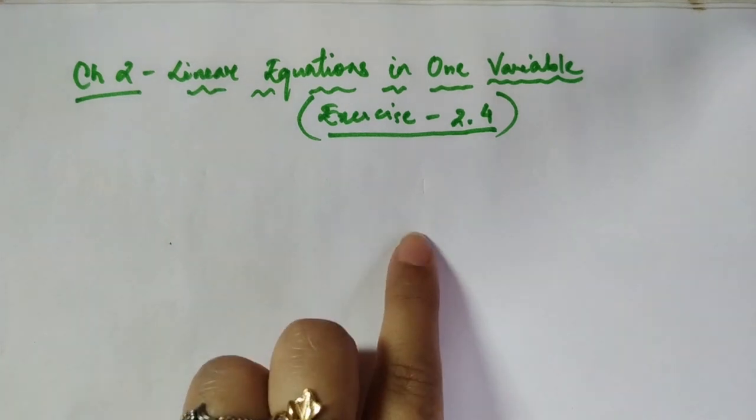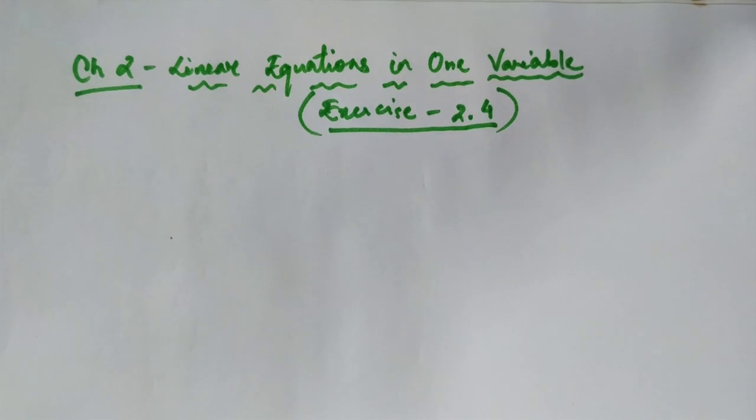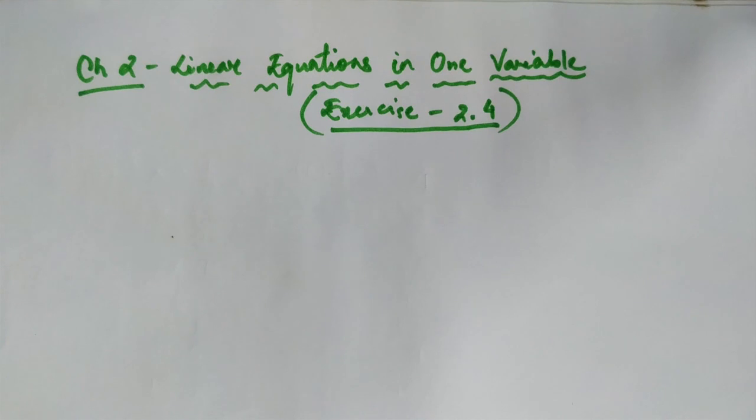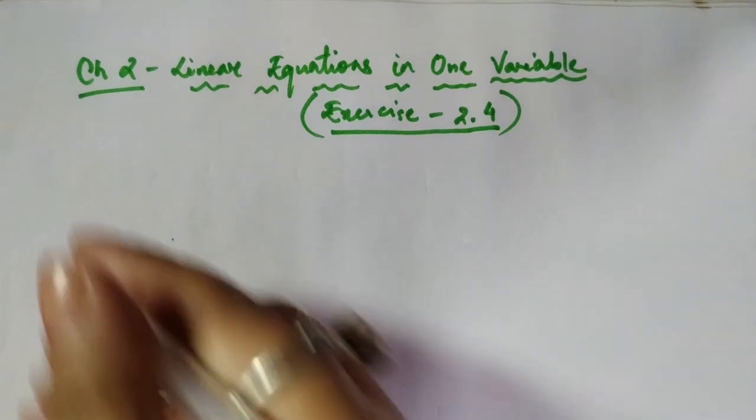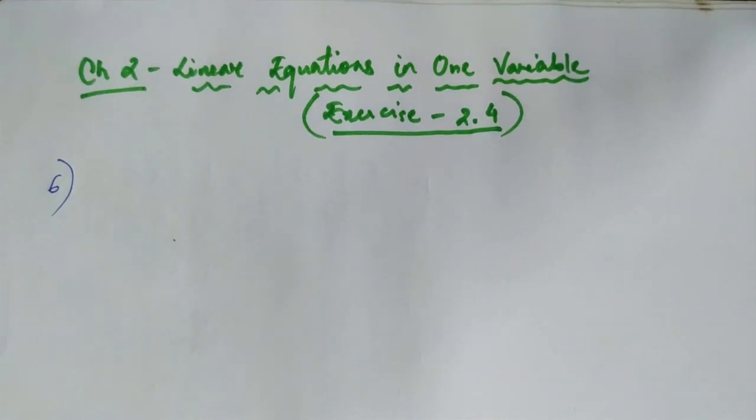Today we will be starting with the remaining questions of exercise 2.4 of our chapter linear equations in one variable. In the last video we have completed till question number 5. So today we will be starting with question number 6. It is a problem sum. So let us start with the question.